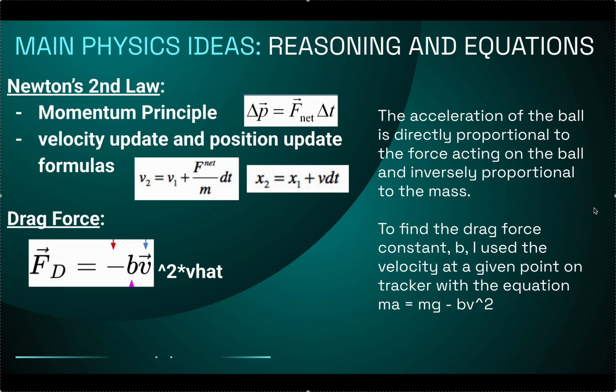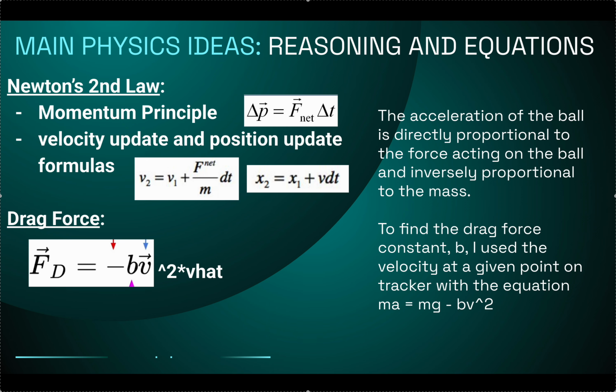So here are the main physics ideas that we used and my reasoning equations for them. The first one is Newton's second law. I use this in the form of the momentum principle, which is delta P equals F net delta t. And then I also use the velocity update and position update formulas for the GlowScript code. In addition to these, in this lab, we were required to use the drag force, which moves in the opposite direction to motion, and is calculated as the force of drag equals negative b, which is a constant, times the velocity squared in the v hat direction.